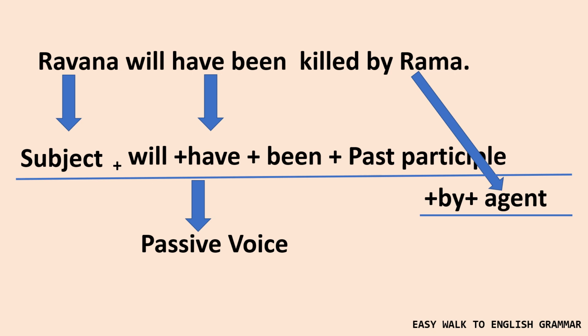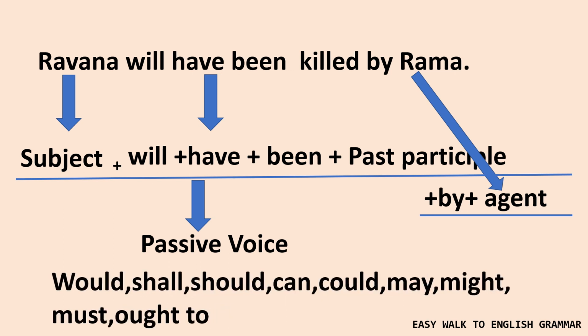The same format can be used in case of any other modal auxiliaries also, like would, shall, should, can, could, may, might, must, ought to. The format will be the same. The only thing that you need to be conscious about is you have to use the same modal auxiliary that we used in the active voice. The rest of the things will be the same. So I hope you understood the passive format of the active voice that we dealt with a bit before.